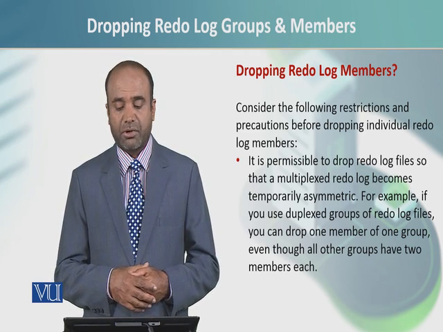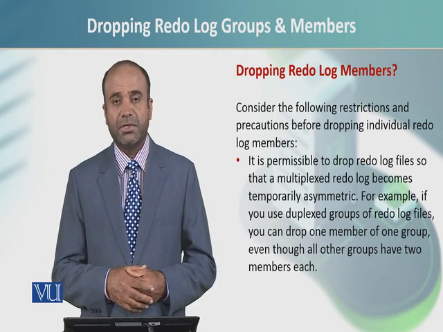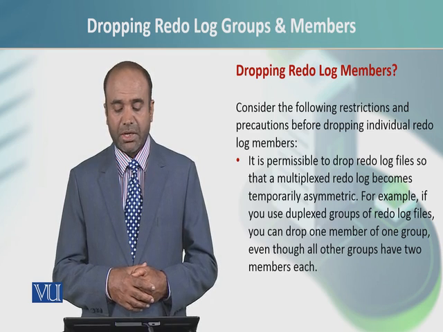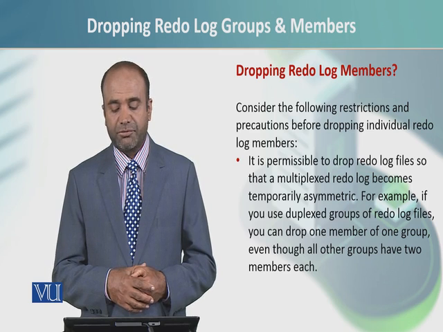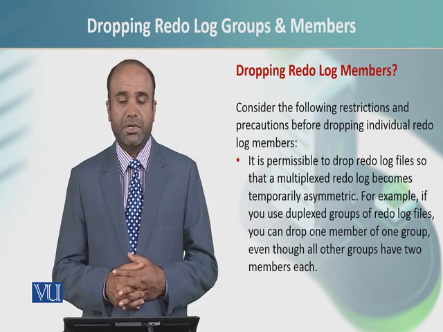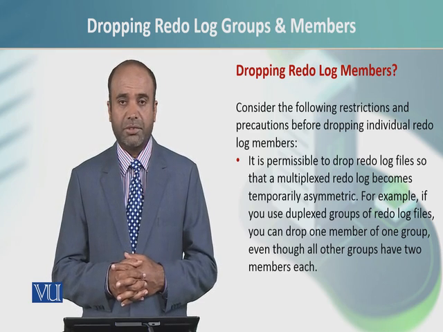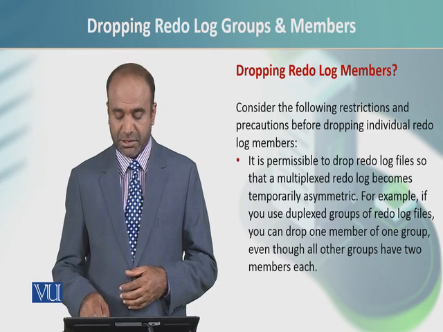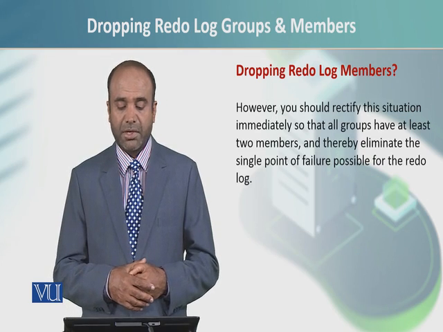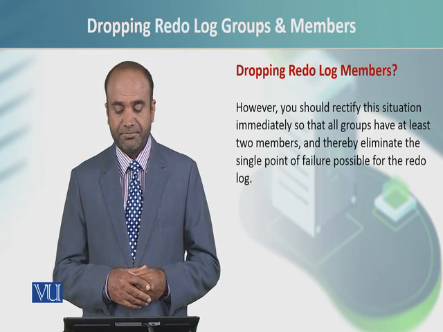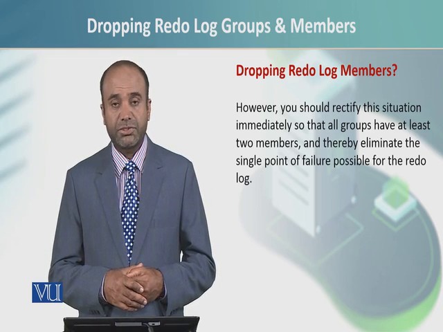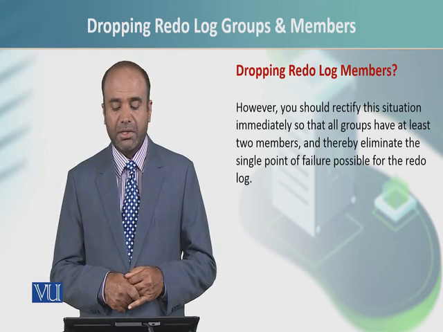Dropping redo log members: consider the following restrictions. It is permissible to drop a redo log file so that the multiplexed redo log becomes temporarily asymmetric. For example, if you use duplex groups of redo log files, you can drop one member of one group even though all other groups have at least 2 members each. So in that particular case, in the form of duplex, we can manage in this style.